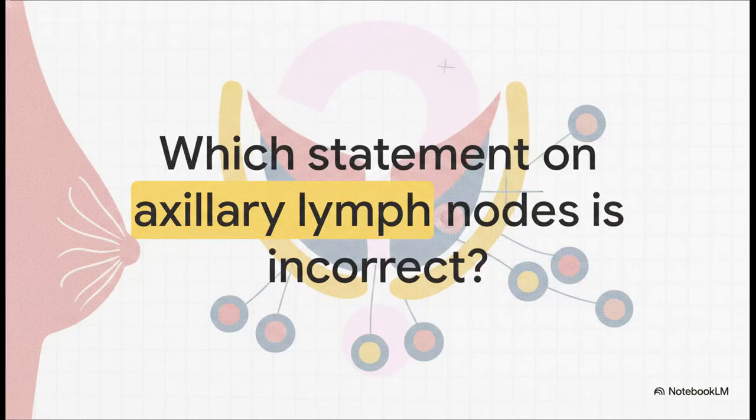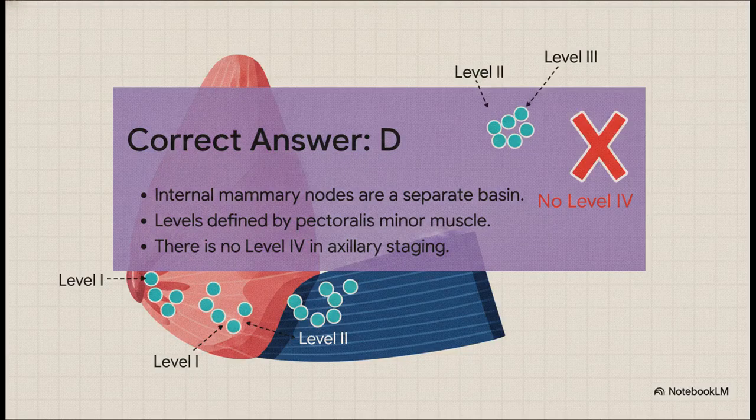Question 2. Which of the following statements regarding axillary lymph node levels is incorrect? A. Level 1 nodes are lateral to the pectoralis minor. B. Level 2 nodes are deep to the pectoralis minor. C. Level 3 nodes are medial to the pectoralis minor. Or D. Level 4 nodes are the ipsilateral internal mammary lymph nodes. The incorrect statement is D.